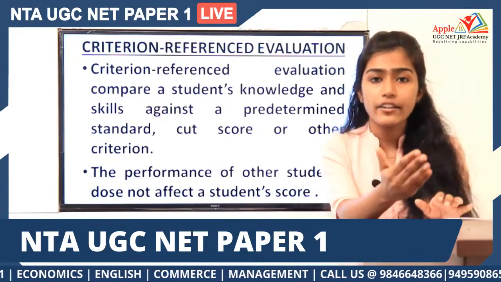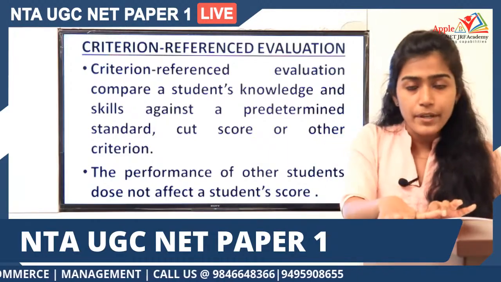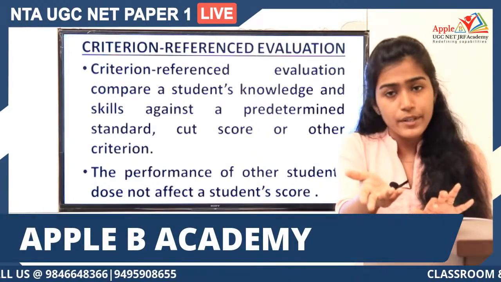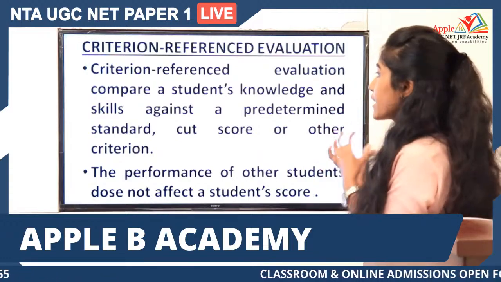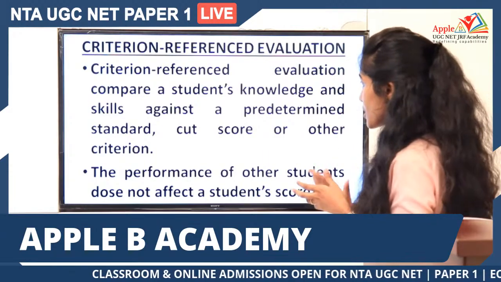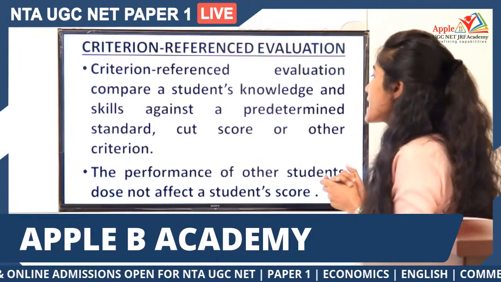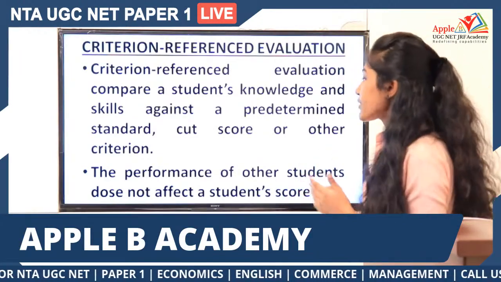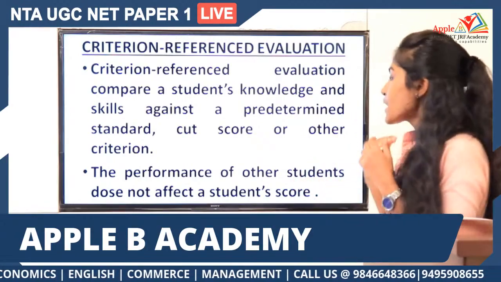If you can qualify an exam, if you can get 90%, that means if you get 90%, you are selected. If you get 94%, you are selected. That's all. That kind of evaluation can be called criterion referenced evaluation. Criterion referenced evaluation compares students' knowledge and skills against the predetermined standard, cut score, or other criterion. The performance of other students does not affect the student's score.